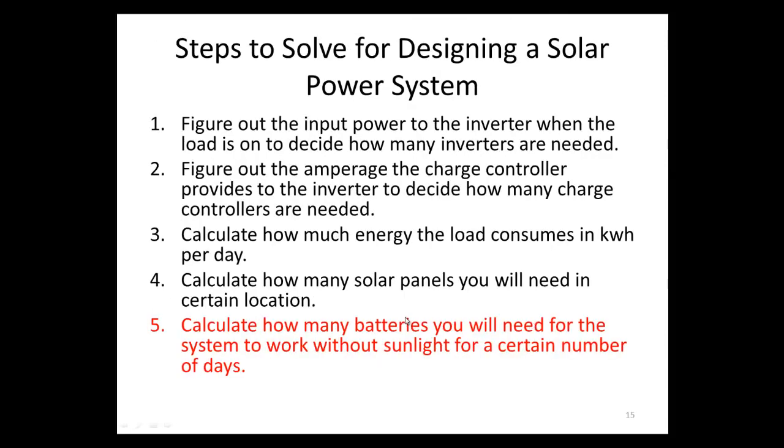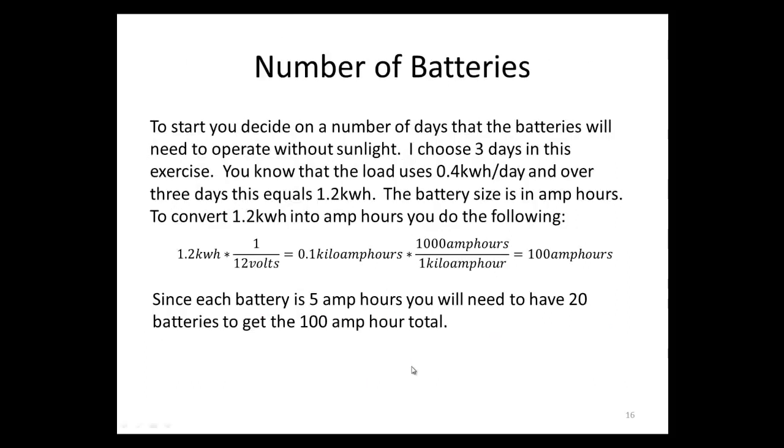So step 5 is now we need to calculate how many batteries we'll need for the system to work without sunlight for a certain number of days. Just think about if you had a storm system come through and it wasn't very sunny for days, you'd have to have some battery backup so you could supply the charge controller and the light bulb to turn on. So we're going to say 3 days is needed where it's going to be really cloudy or really rainy and we have no sun and we need to power it with all batteries.